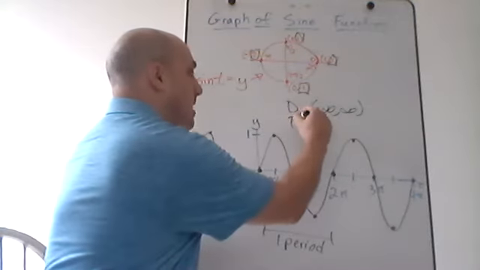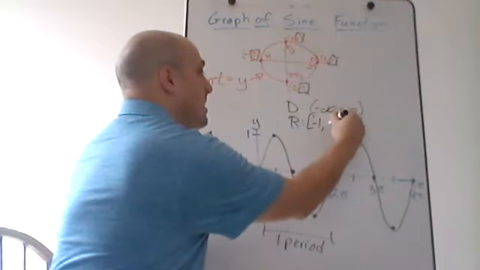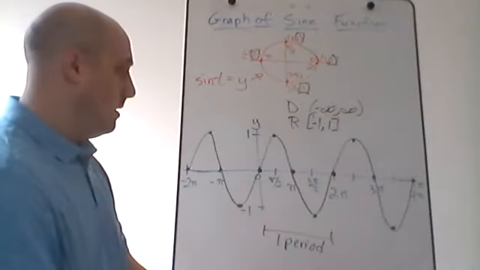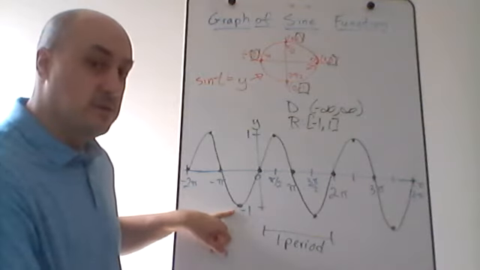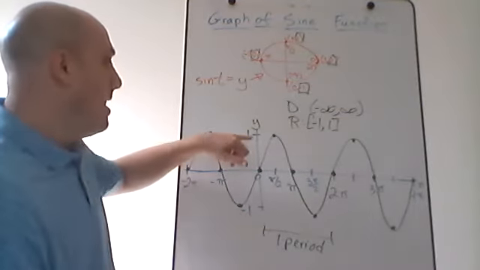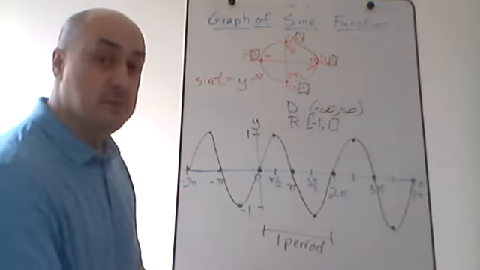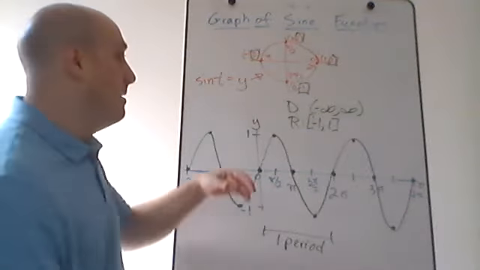The range of the sine function is between negative 1 and positive 1. Right? The lowest y value the sine function ever reaches is negative 1. The highest y value the sine function ever reaches is positive 1. And again, that goes back to the unit circle.